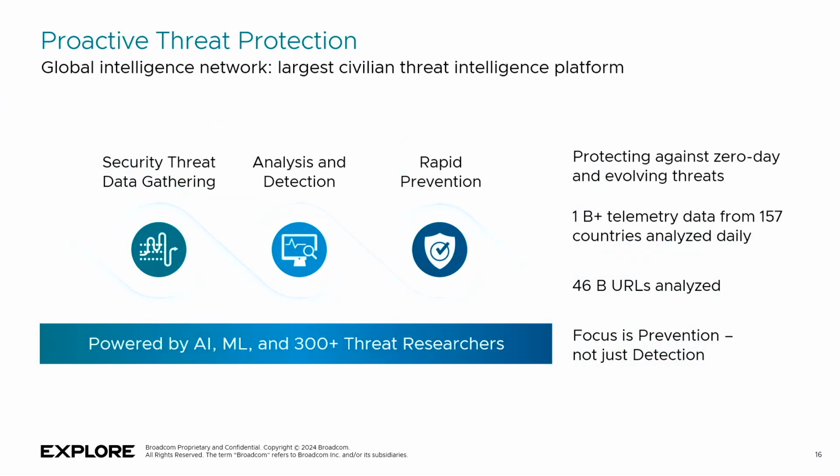Proactive threat protection. Largest civilian threat intelligence platform, and this is what I keep alluding to. Security and threat data gathering, analysis and detection, and rapid prevention. So what does that mean? That means it's protecting you against zero-day and evolving threats. 1 billion telemetry data from 157 countries analyzed, 46 billion URLs analyzed, and the focus is prevention, not just detection.